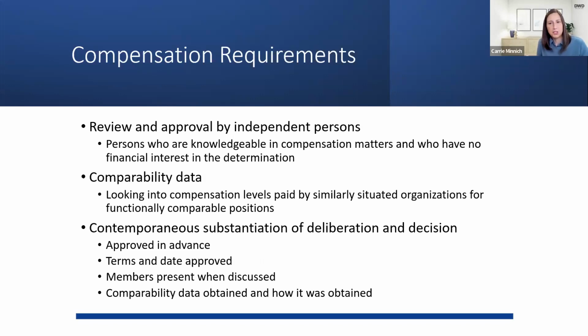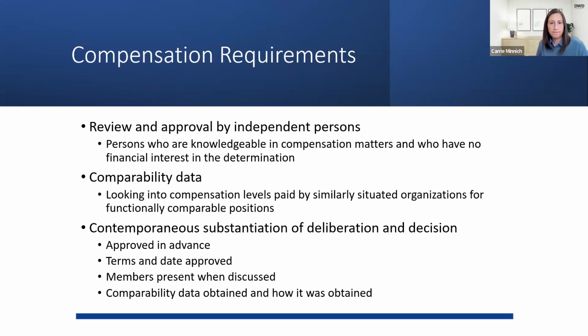And there's a specific section and code to go to. But basically, it says that compensation payments are presumed to be reasonable if the compensation arrangement is approved in advance by an authorized body composed entirely of individuals who do not have a conflict of interest with respect to the arrangement. The authorized body obtained and relied upon appropriate data as to comparability prior to making its determination, and the authorized body adequately documented the basis for its determination concurrently with making the decision.